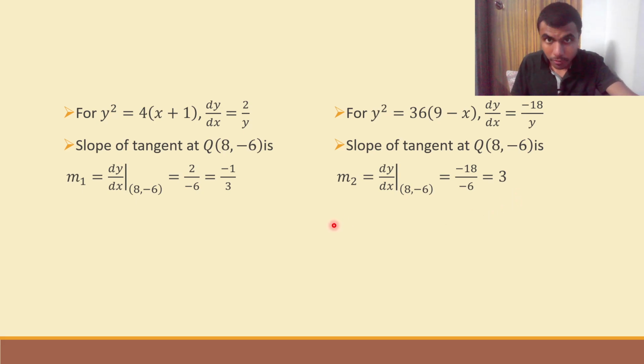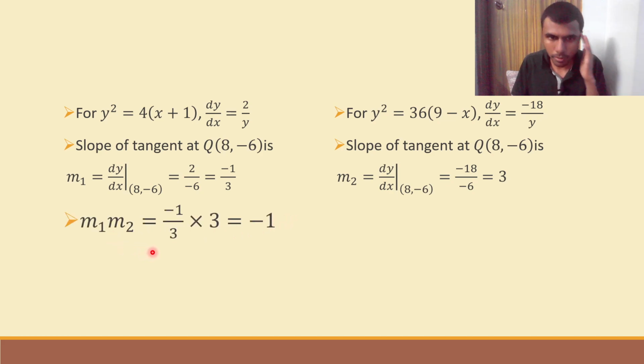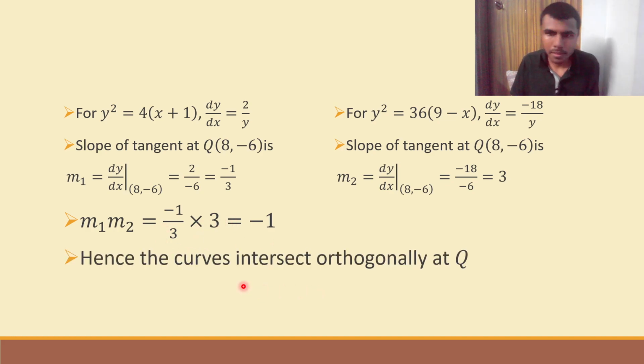Now let's check whether M1 M2 is minus 1 or not. M1 M2 is minus 1 by 3 into 3. 3 and 3 cancel, minus 1. That's it. Hence the curves intersect orthogonally at Q. That's it, guys. This is what they had asked us to show and we have shown.